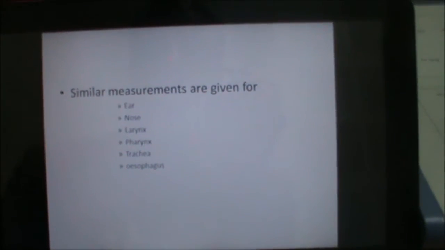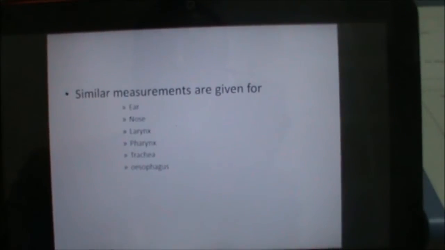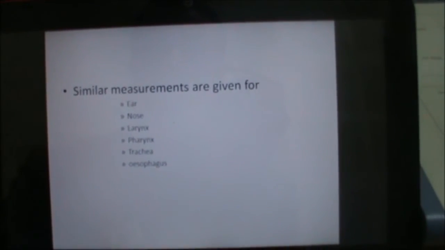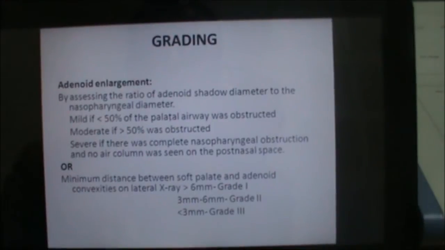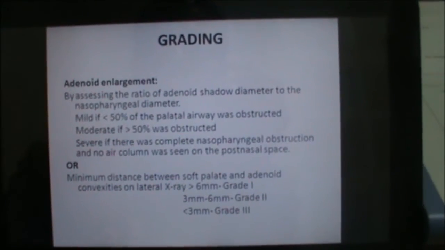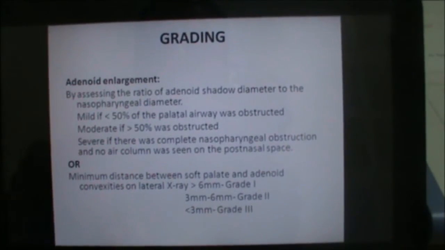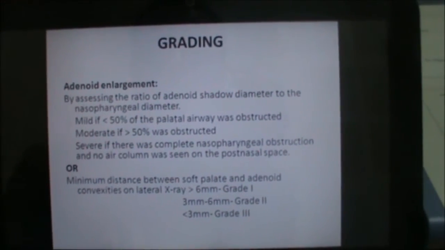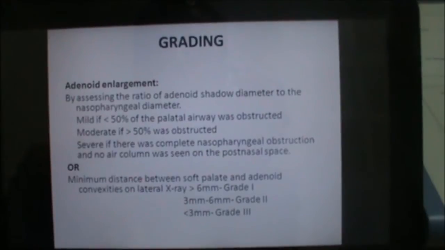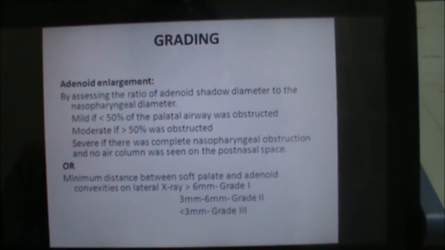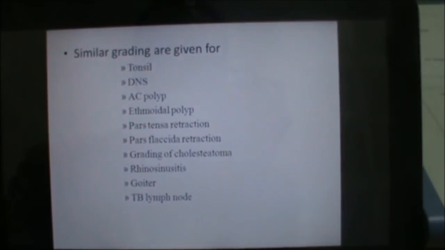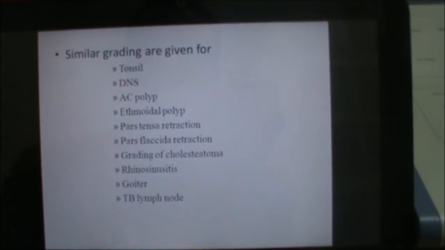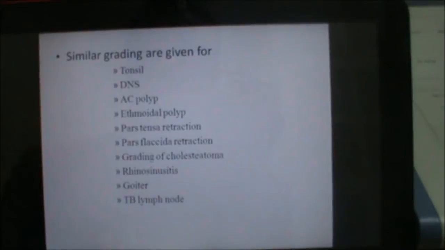Similar measurements are given for the ear, nose, larynx, pharynx, trachea, and esophagus. Then the gradings, which we again often are asked in viva, and if you write them in theory you get good marks: adenoid enlargement, both radiological and endoscopic. And similarly these gradings are given for tonsil, deviated nasal septum, antrochoanal polyp, ethmoidal polyp, pars tensa retraction, or retraction of the pars flaccida.